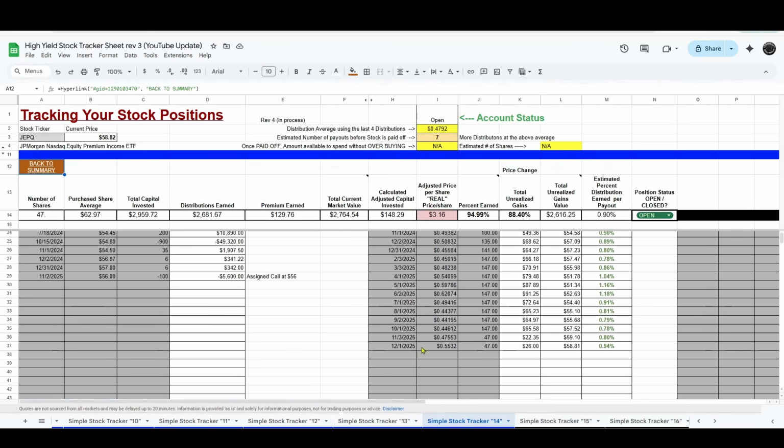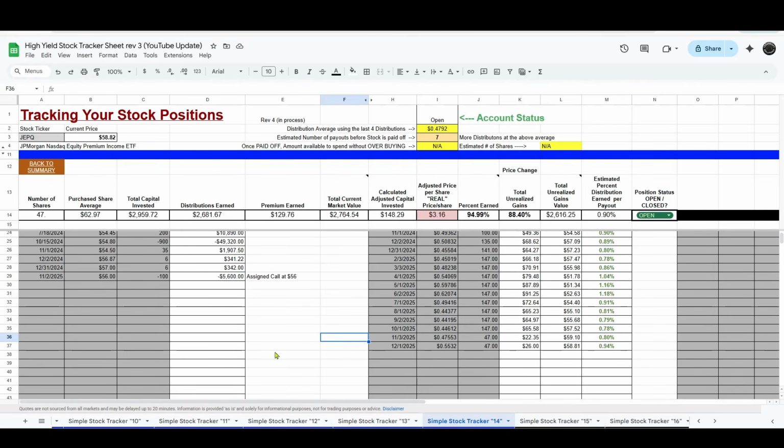And JEPQ is a monthly payer, and it's already paid out the one for December, so there's no update on JEPQ. So my real price per share of $3.16 still stands. But with the current price being at $58.82, I only need 7 more months at roughly 47 cents per distribution, and I will get JEPQ paid off as well. And that pretty much wraps up all of the ones that I have.